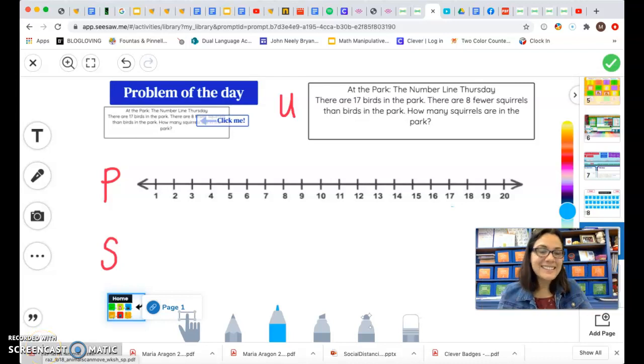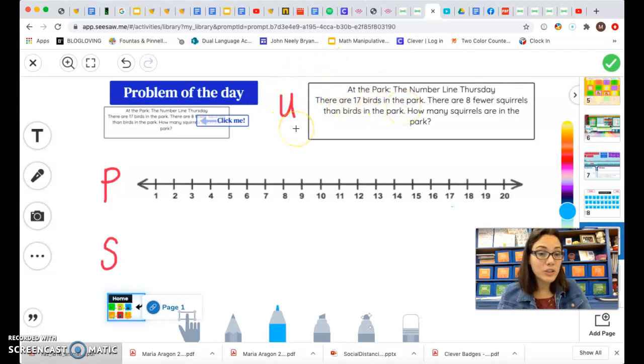Hey guys! So today is At the Park, the Number Line Thursday. For our problem of the day, we will be using a number line to solve our word problem. Let's get started. There are 17 birds in the park.